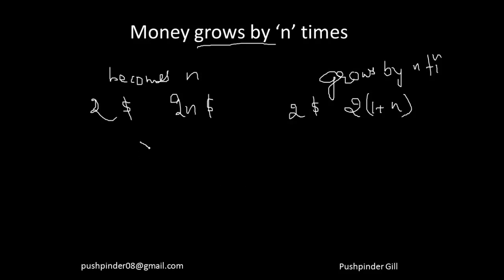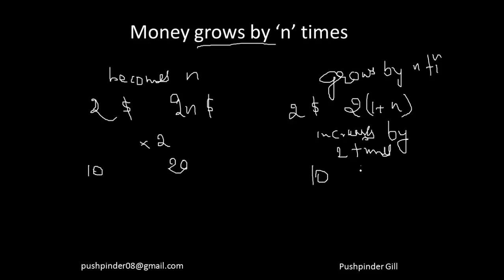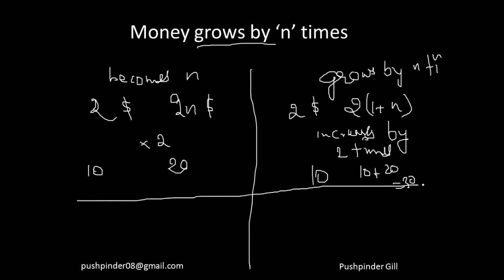Let's suppose money doubles here, and over here money increases by 2 times. If I invested $10, I'll get $20 here. Now over here, if I invest $10, I'm going to get 10 plus double, that is 20, so $30. That means there is a difference between money becoming N times and money growing by N times.